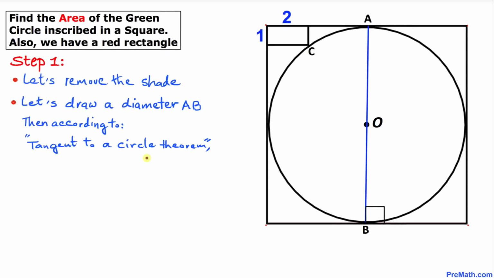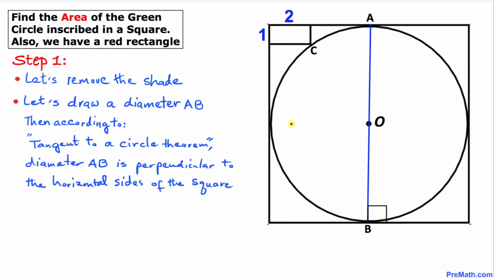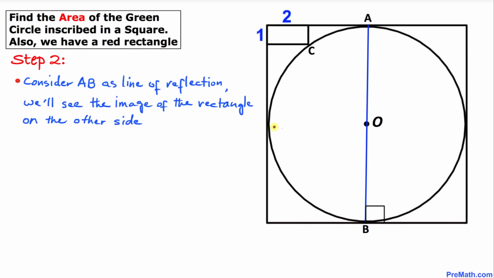Then according to the tangent to a circle theorem, and here's the definition of the tangent to a circle theorem: the angle between a tangent and a diameter is 90 degrees. That means they are perpendicular. So that means that this diameter AB is perpendicular to this horizontal side of this square, which is also a tangent.